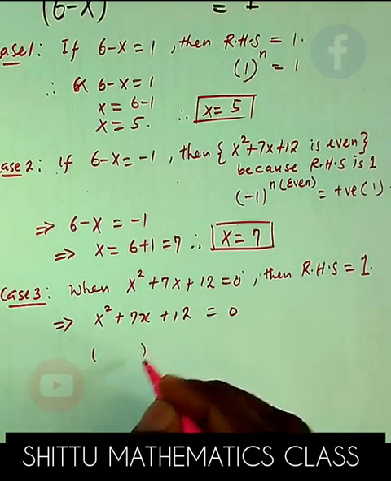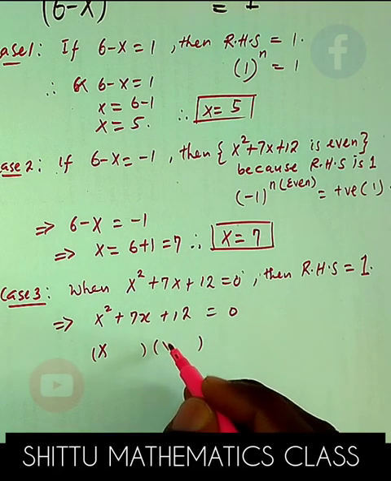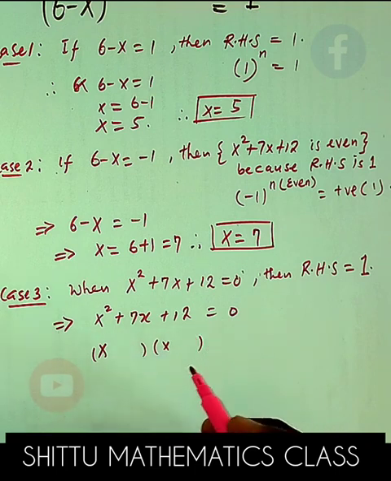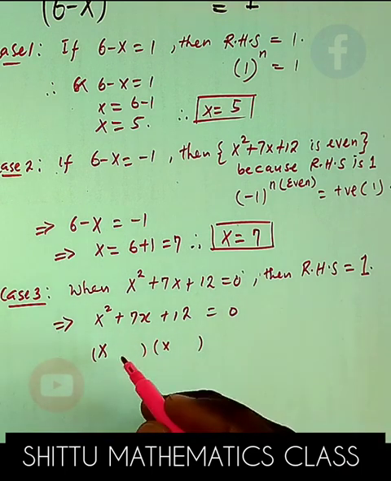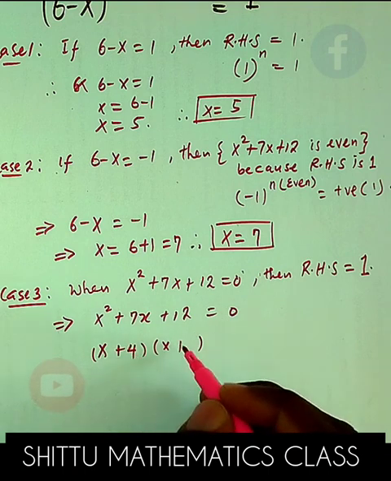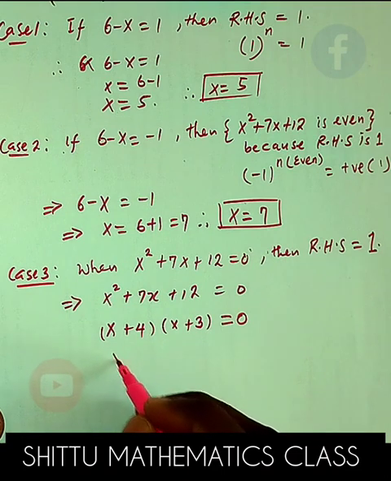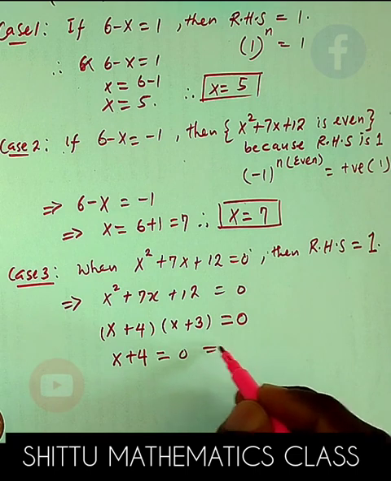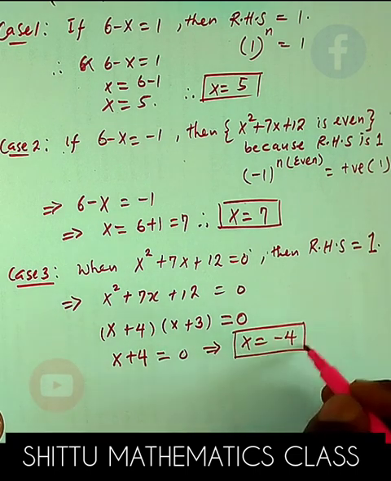Now we have x here, so we are going to be looking at the two factors of 12 which, when we multiply them together, give 12, but when we add them together, give 7. So that's going to be 4 plus 3 here, equals 0. So from here we have x plus 4 equals 0, which implies that x equals minus 4. So we have the third one.